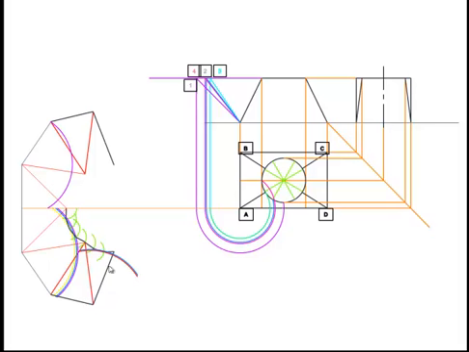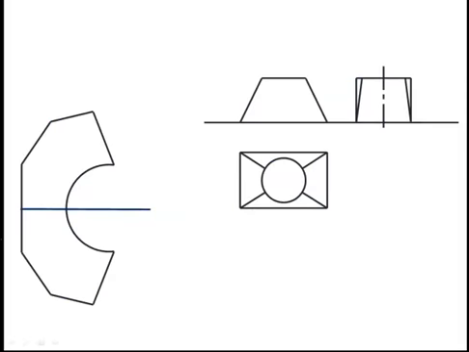Now, as done previously, these points here will be all similar to these points here, so therefore we can just mirror across these points, like so. Now finally, the true development of the transition piece.